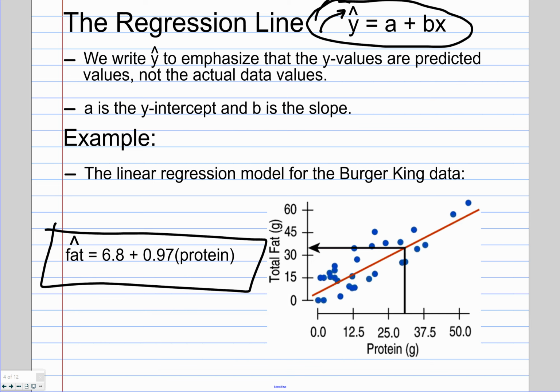Increase. So if you look at this model, if I plug in, like say I go and I get a burger and they tell me it has 18 grams of protein, the model can tell me what I expect the grams of fat to be. Okay? And if it's a useful model, that prediction will be close to the actual value of fat.